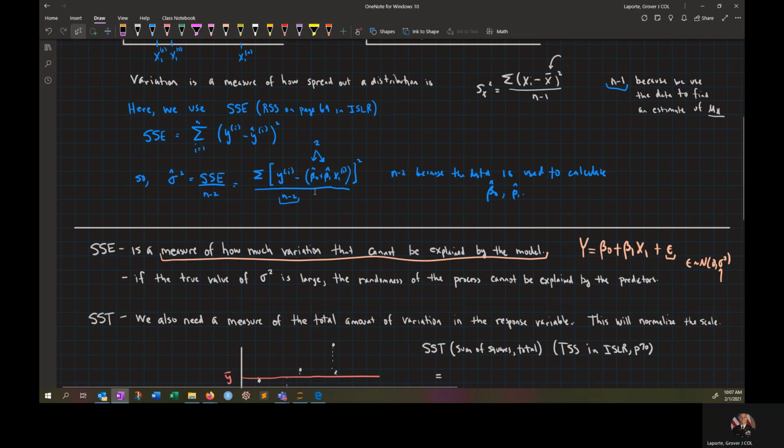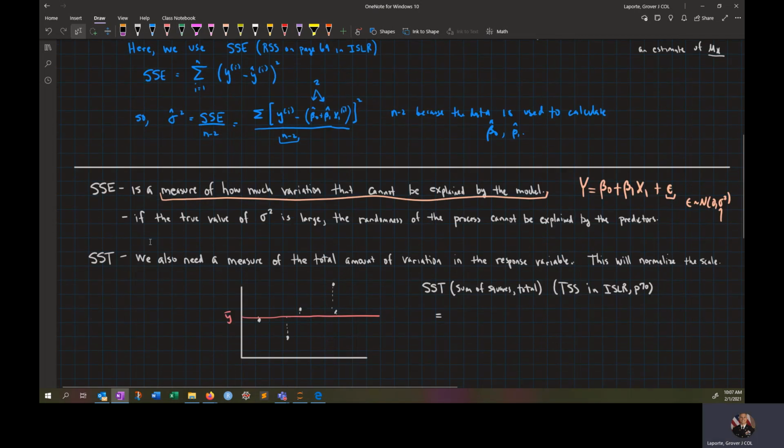Okay. And then you can read down here, it talks about when the true value sigma squared is large, the randomness of the process cannot be explained by the predictors. So that's the idea. And then the last part here is SST. I haven't really talked about SST yet. It's on page 70 of ISLR. But what we're trying to do with SST is get an overall measure of the total amount of variation that's in the response.